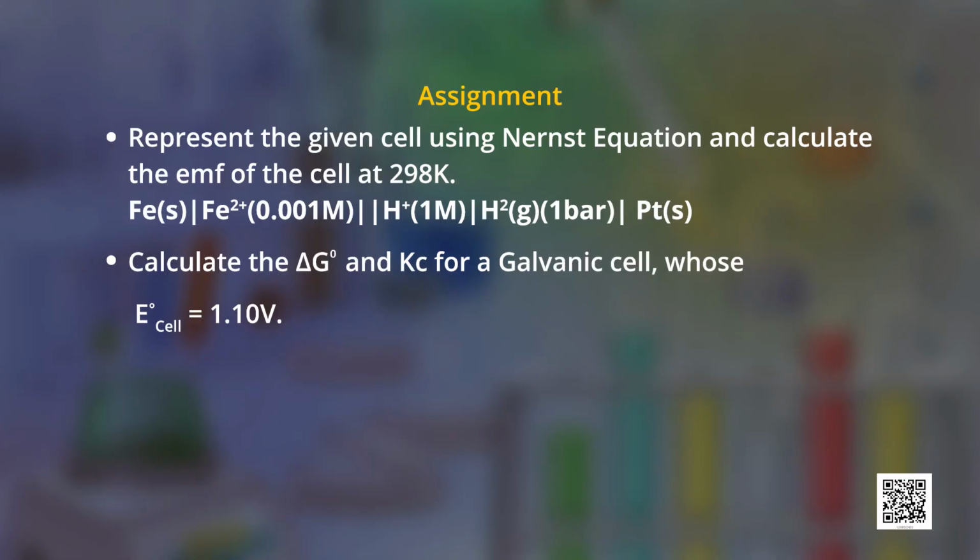Before we conclude this discussion, let me leave you with an assignment. You are expected to apply the understanding from today's discussion and solve the two numericals. Represent the given cell using Nernst equation and calculate the EMF of the cell at 298 Kelvin. And the second numerical is to calculate the delta G naught and Kc, that is the equilibrium constant for a galvanic cell whose E naught cell is equal to 1.10 volt.